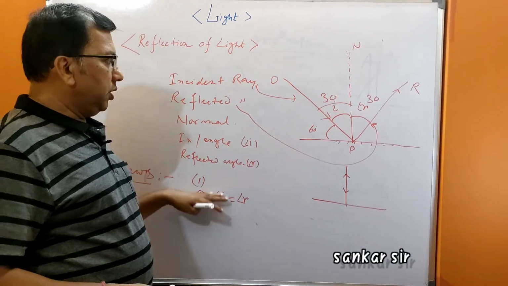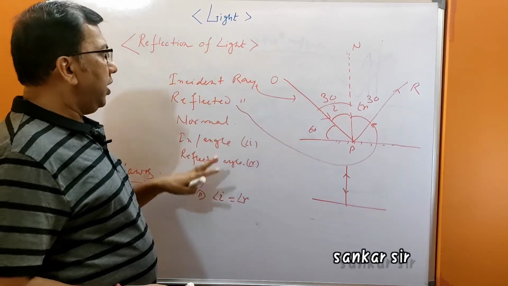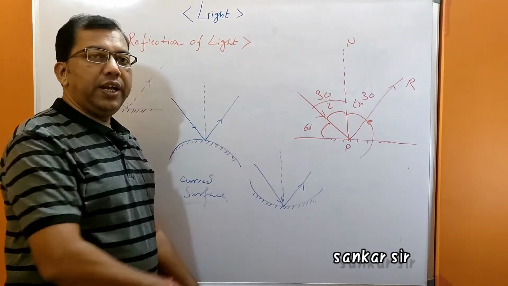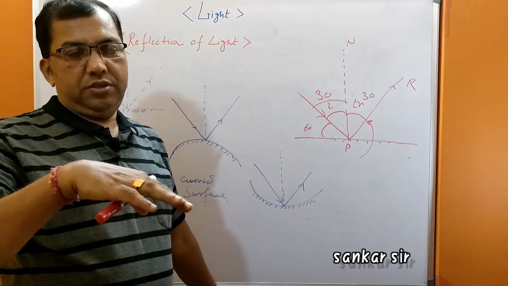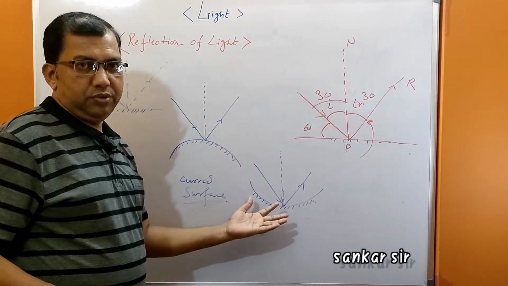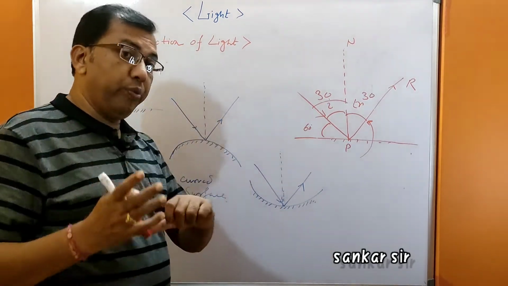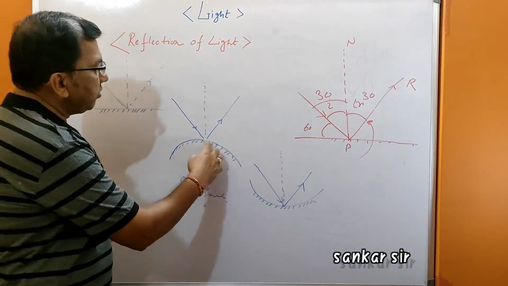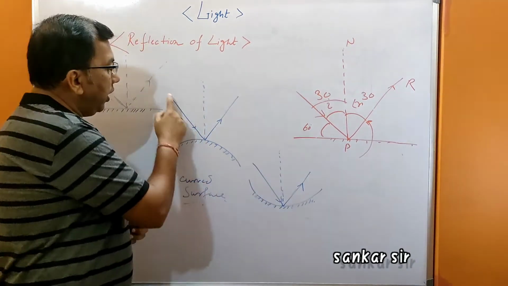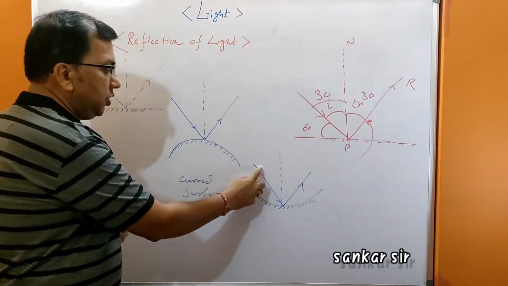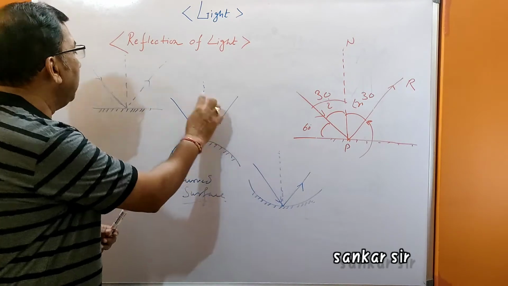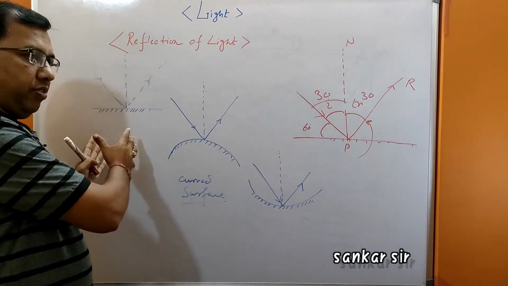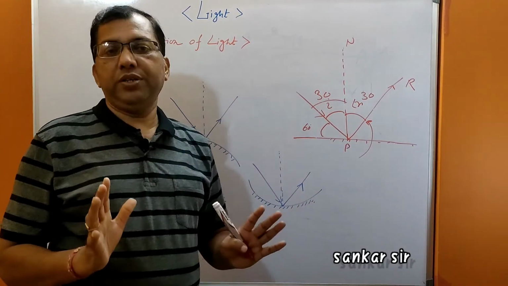The laws of reflection of light also hold in the case of curved surfaces, not only plane mirrors. This is a curved surface. This is also a curved surface. When light falls on them, this is the reflection. This is the normal. So for all surfaces, curved and plane, the laws of reflection of light are obeyed.